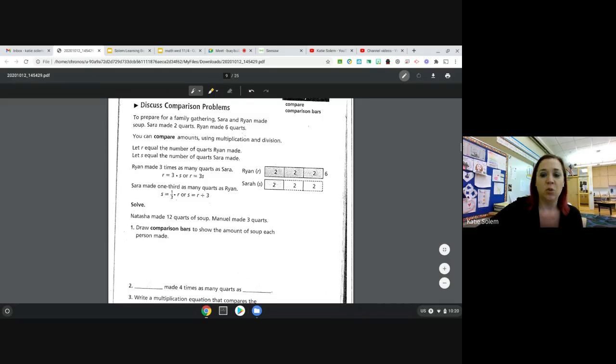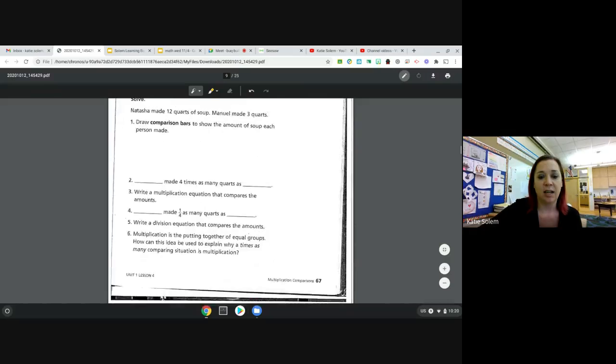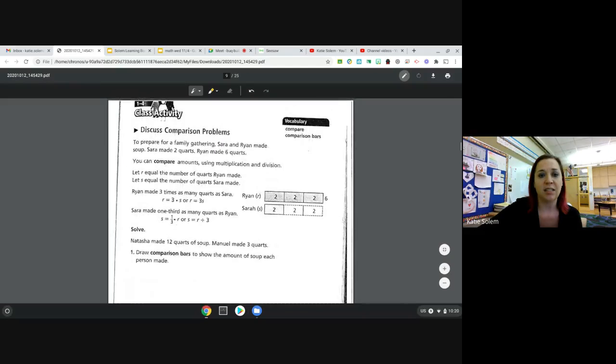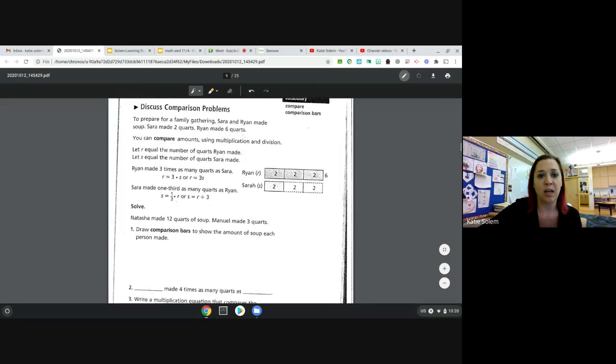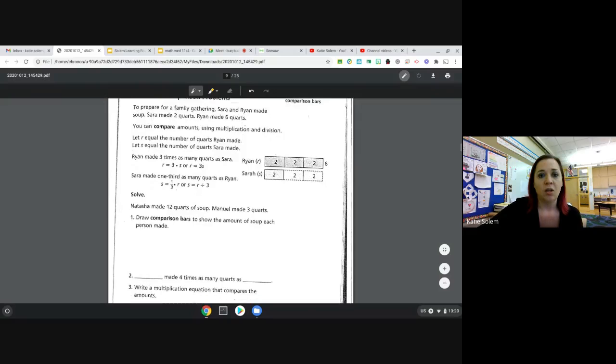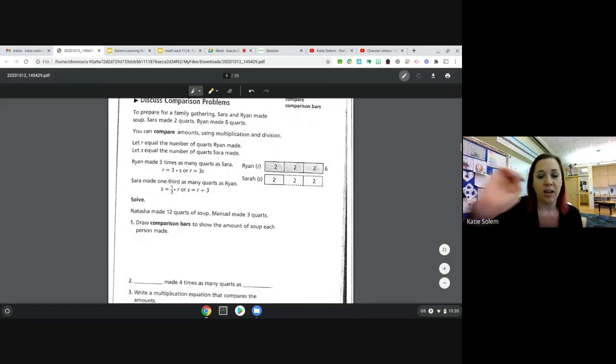So open up your packet to the page that says, it's page 67, it says discuss comparison problems at the top. Once you're there, we will get started.